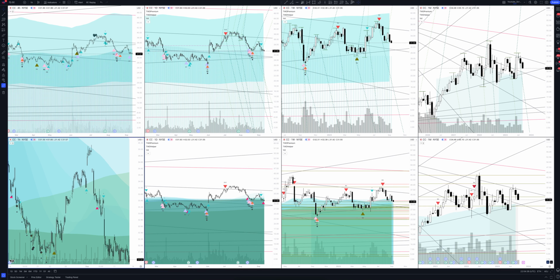Today we will take a look at Chemours Company stock. Let's analyze the market situation and find out how you can make money on it. Let's start.